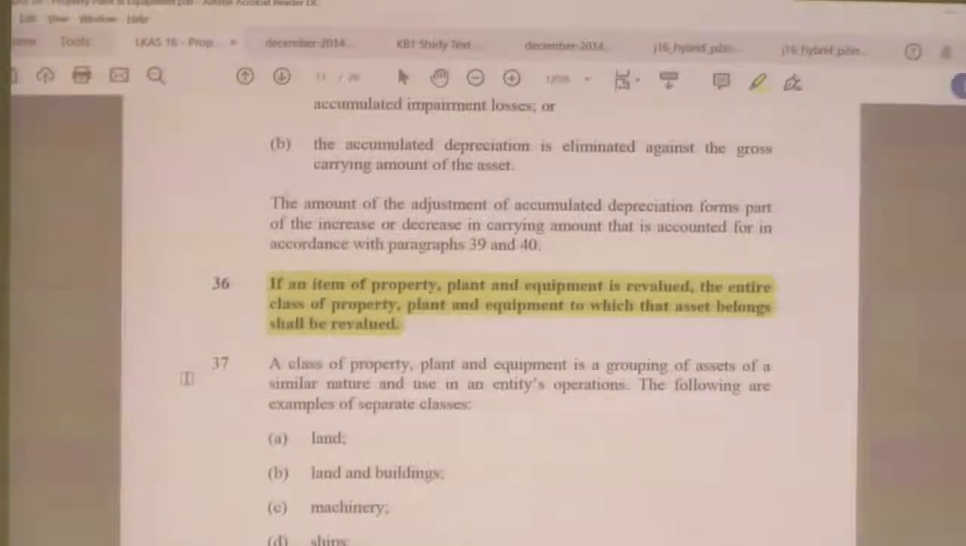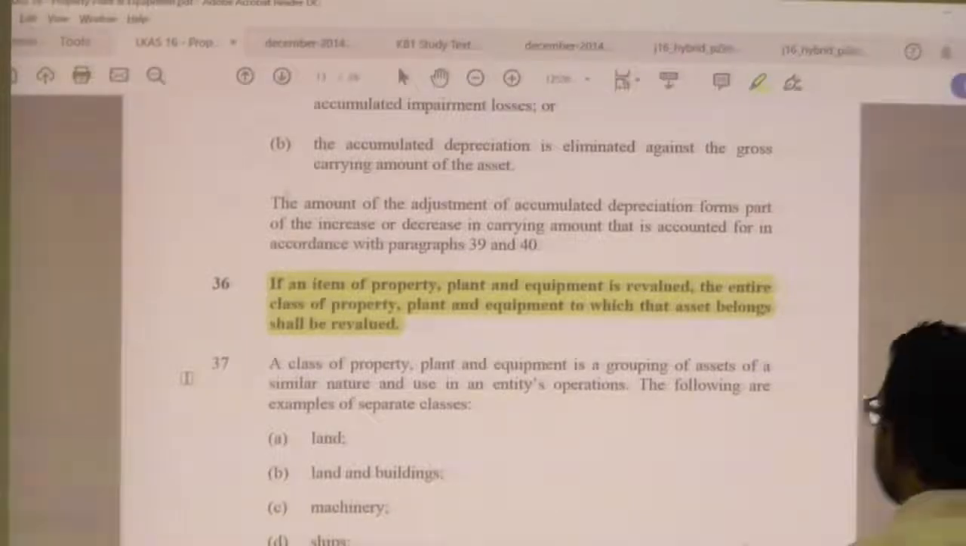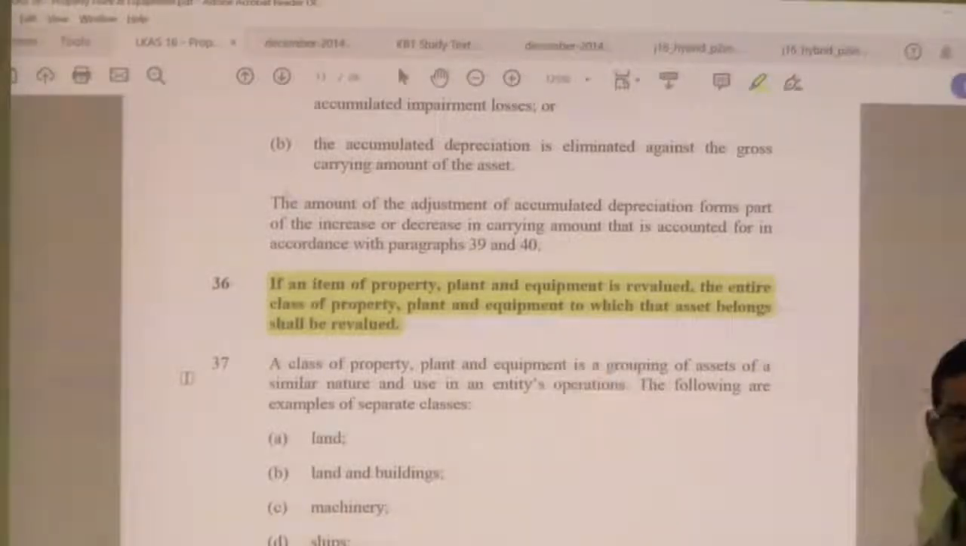So the entire furniture and fittings of this Sri Lankan organization you must revalue. You cannot revalue only the items belonging to what? Classroom number 3. That is explained in paragraph 36. Here is the frequency of revaluation.